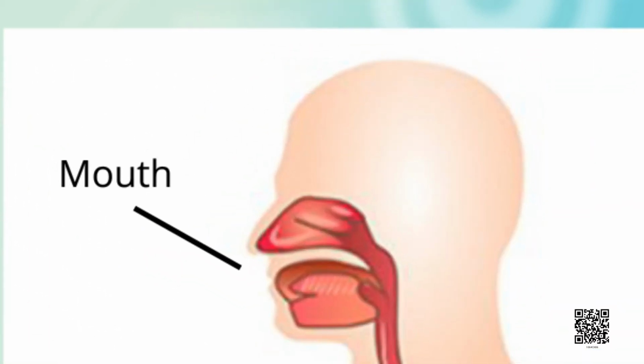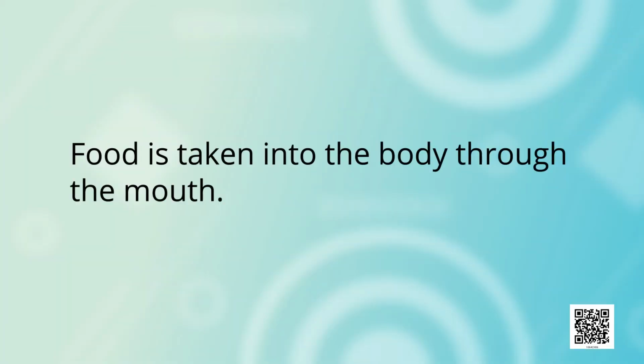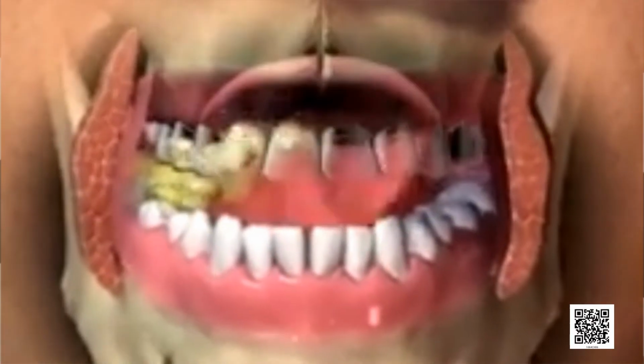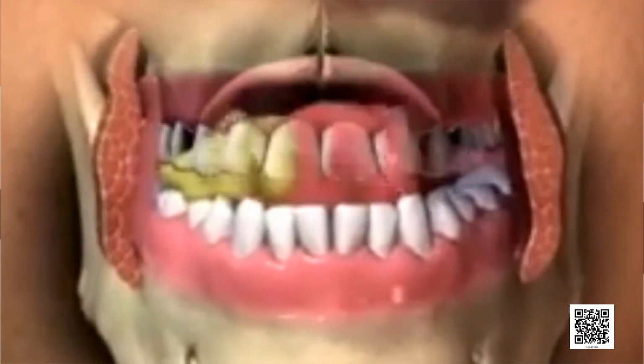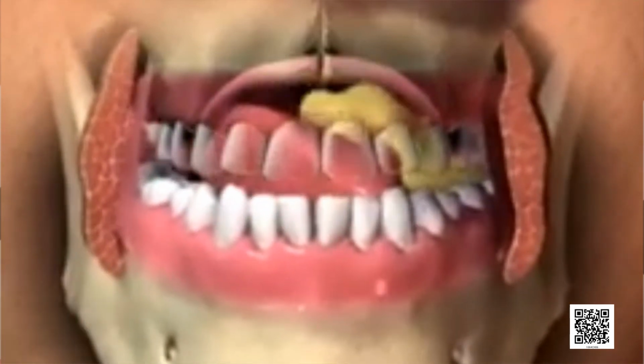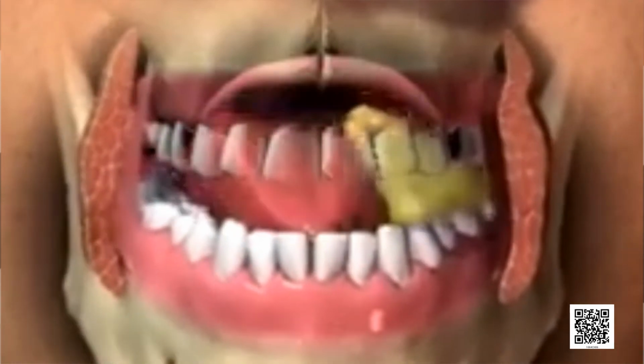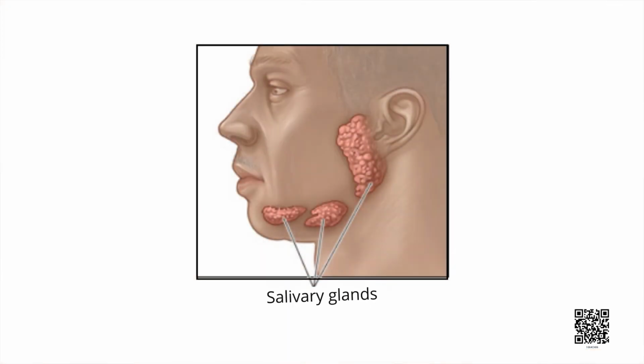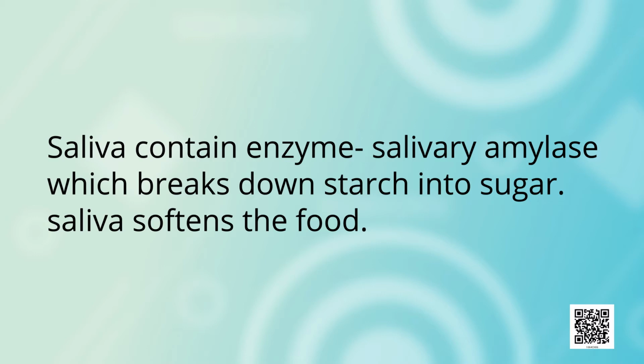The mouth and buccal cavity. Children, food is taken into the body through the mouth. The process of taking food into the mouth is called ingestion. We chew the food with the teeth and break it down mechanically into small pieces. Our mouth has the salivary glands which secrete saliva. Saliva contains the enzyme salivary amylase, which breaks down starch into sugars. The mucus in saliva softens the food.